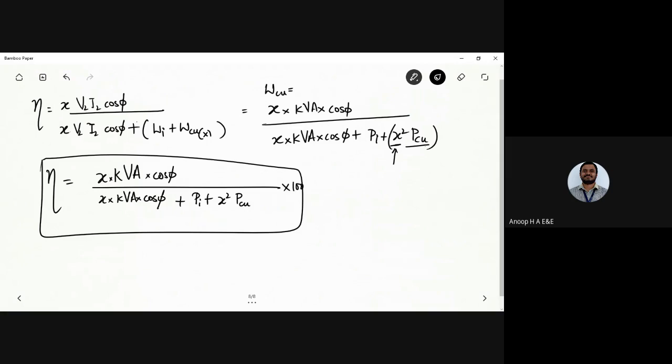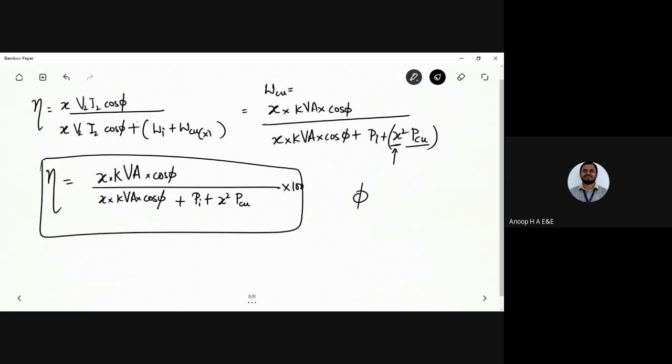Got it? Any doubts up to this point regarding the formulae? These are some important formulae that come to mind, and we have one more thing.